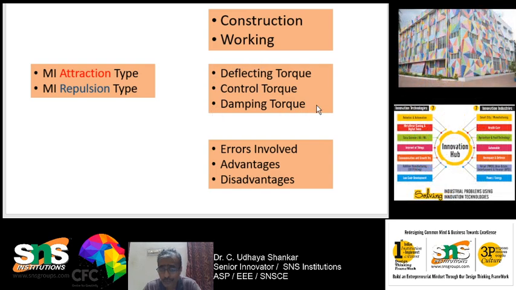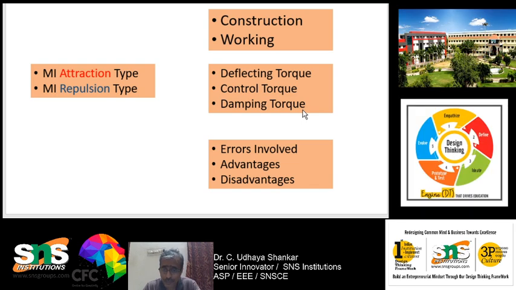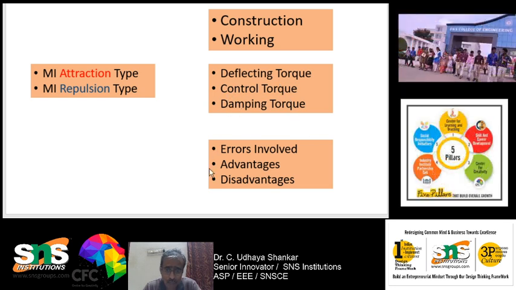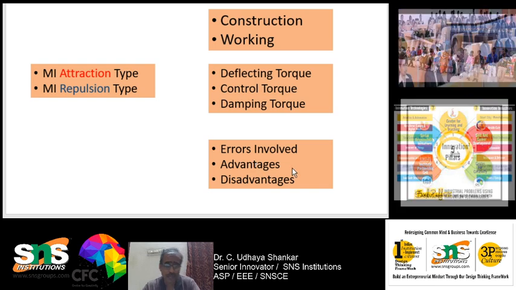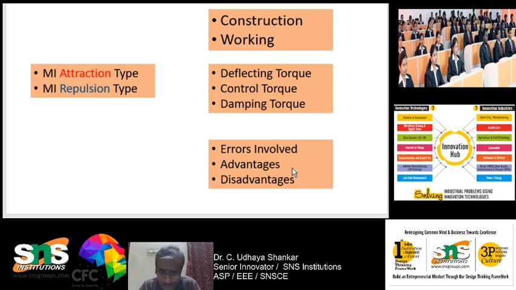If you are not clear about what deflecting torque, controlling torque and damping torque are, please go to the previous video in my series, watch it and come back. We will see what type of deflecting torque, control torque and damping torque is used in the MI attraction type, what errors are produced by these MI instruments, and what the advantages are. There are also some disadvantages in these MI instruments which we are going to discuss.